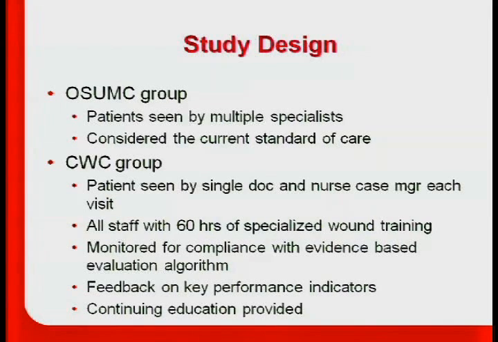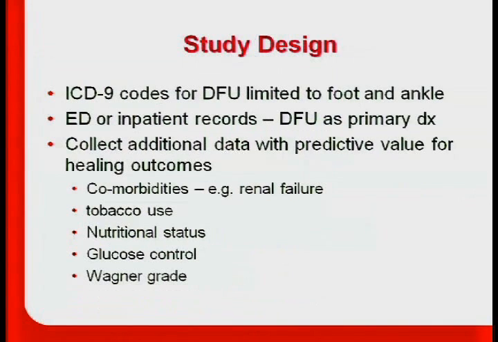As I stated previously, we use ICD-9 codes to extract the data from the information warehouse so that we know that they're just diabetic foot ulcers. We collected information on admissions and trips to the operating room and ER visits. And again, they had to have diabetic foot ulcer as their primary diagnosis because we know these patients can come in for lots of other things. And then we collected these other data that are part of evidence-based guidelines that have predictive value for healing outcomes.